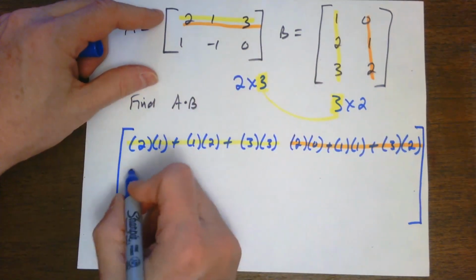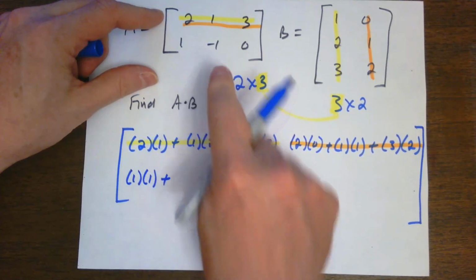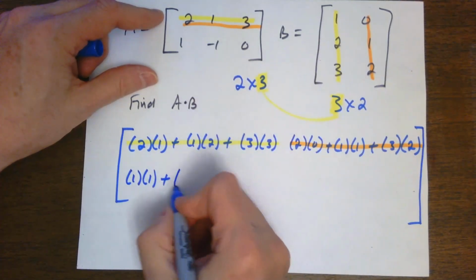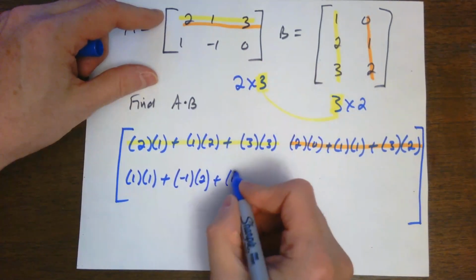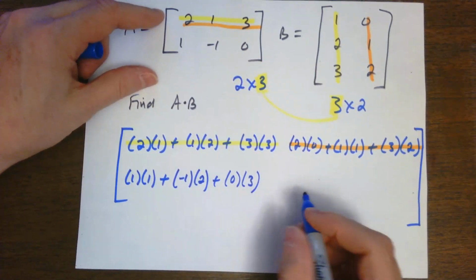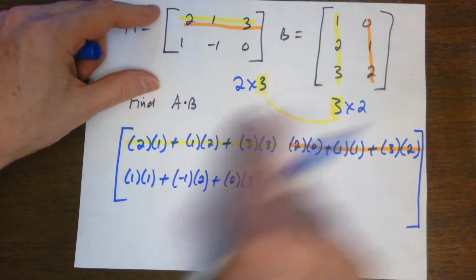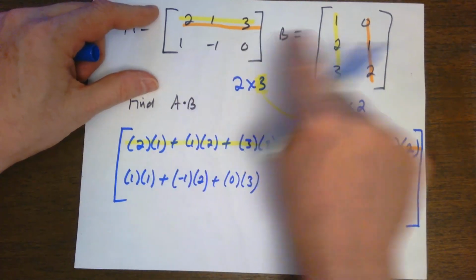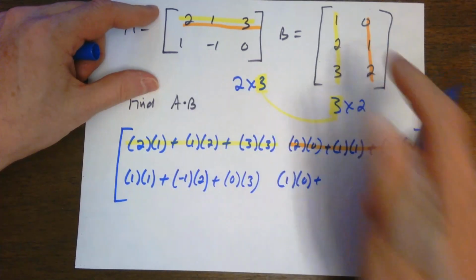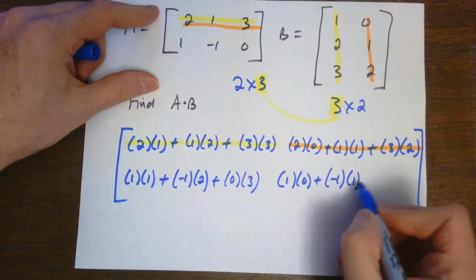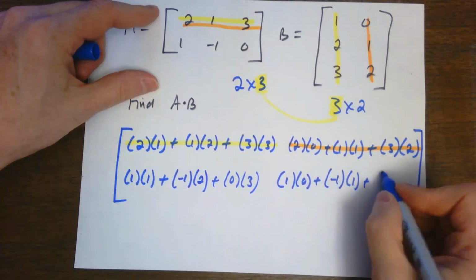1 times 1 plus negative 1 times 2 plus 0 times 3. Second row times second column, second row, second column entry: 1 times 0 plus negative 1 times 1 plus 0 times 2.